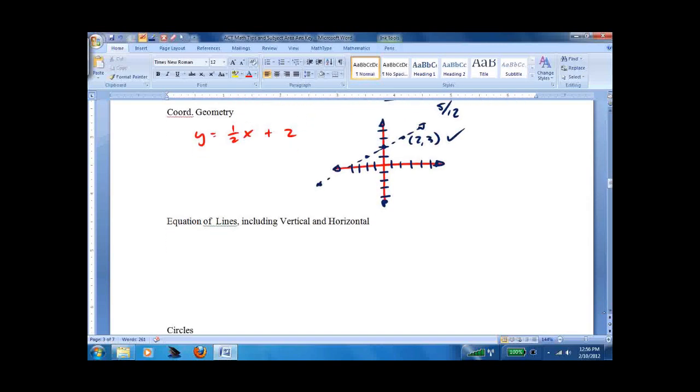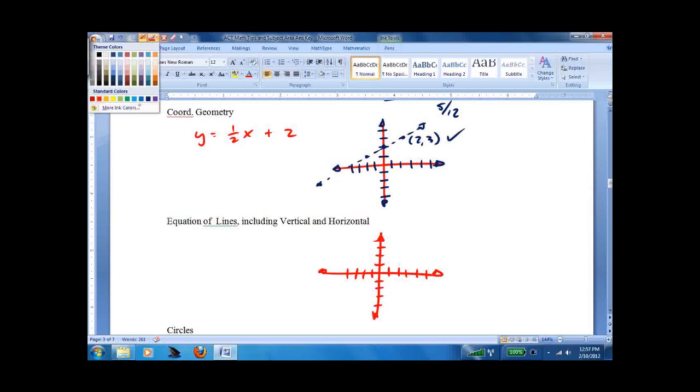Just showed you how to graph a line. If you don't know, you need to review that. But one of the things that pop up is they'll say, what's the equation of this line here? And I'll put them in different colors. What's the equation of the purple line? What's the equation of the green line?